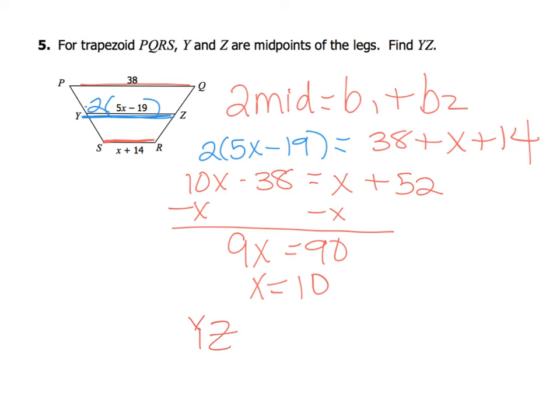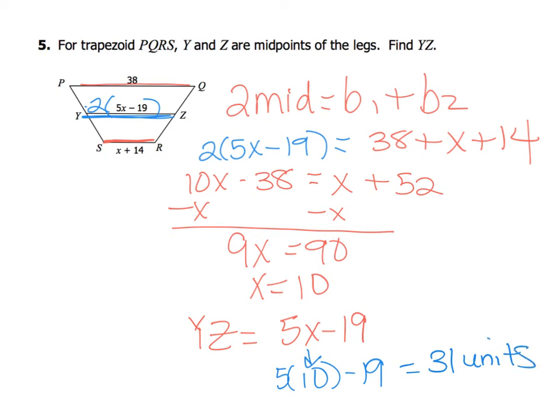The question said, what is YZ? And YZ is represented by 5x minus 19. So let me go ahead and substitute my 10 in for x. And what do I get? I get 5 times 10 minus 19, which is 31. My question to you, is this 31 units or is this 31 degrees? What are we talking about? Well, it's a segment, so it's going to be units.